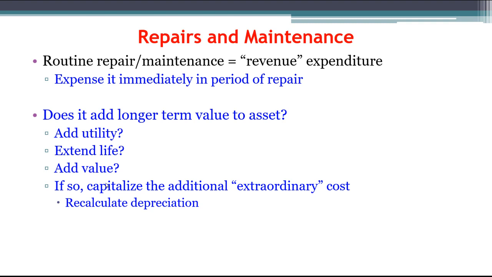Now, depending on the situation, we might be able to capitalize that as its own asset and depreciate it separately. But in other cases, it gets merged with the original asset, and we have to recalculate depreciation going forward. That might be a situation there.